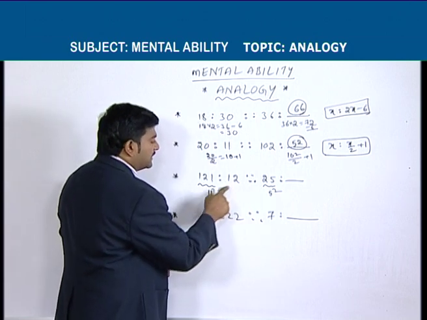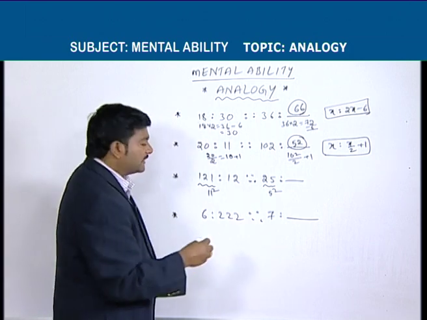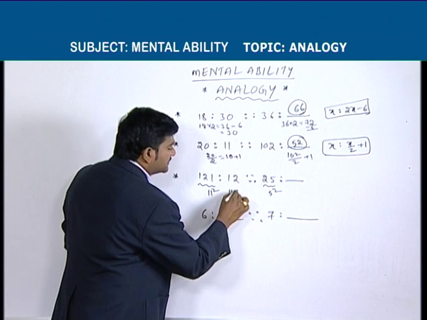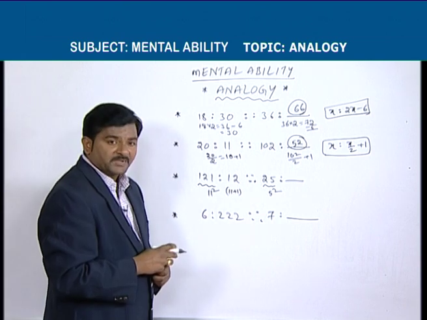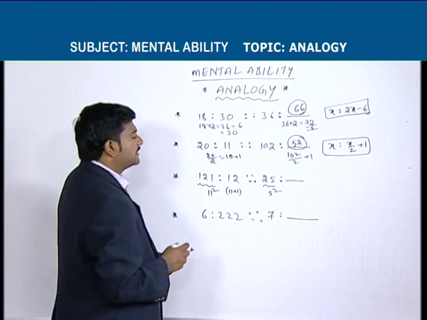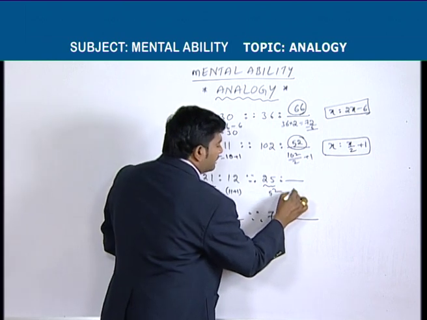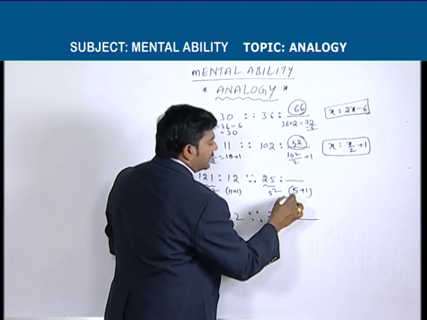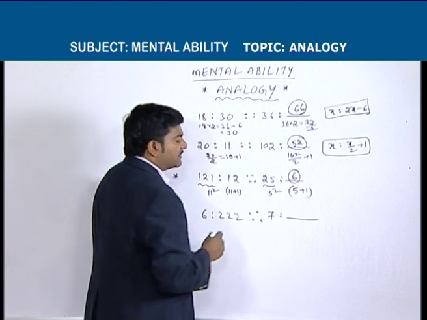If it is 11 square, how much is there? 12 there. So what does it mean? 11 square means 11 plus 1. Similarly here, 5 square. 5 square means how do you write? 5 plus 1. 5 plus 1 means what am I getting? 6.